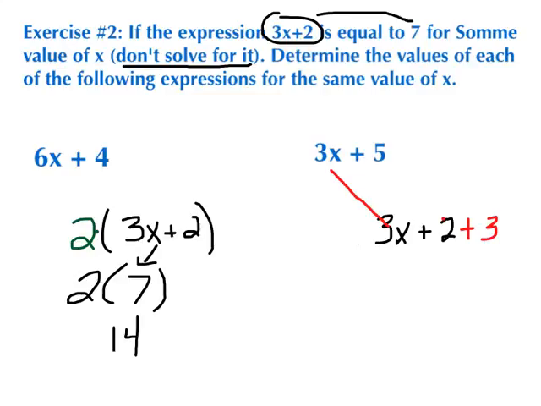Now, using the associative property, I can group this guy in right like that. So 3x plus 2 is really 7. 7 plus 3 is now 10. I hope you're starting to get the hint because we're going to do some more examples right now.